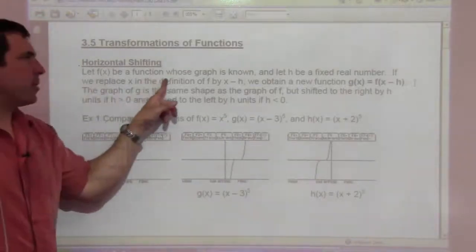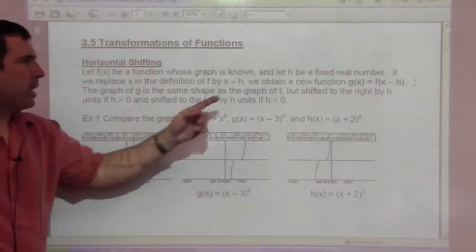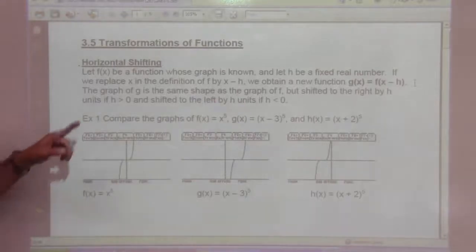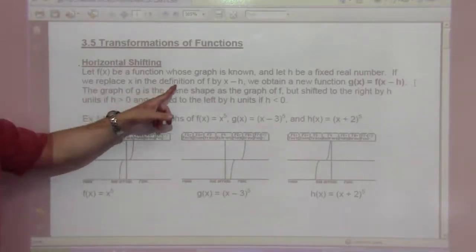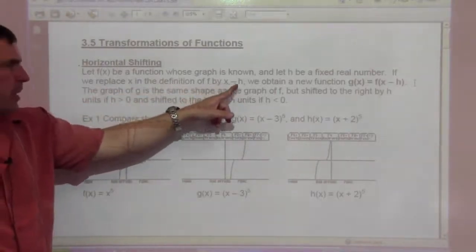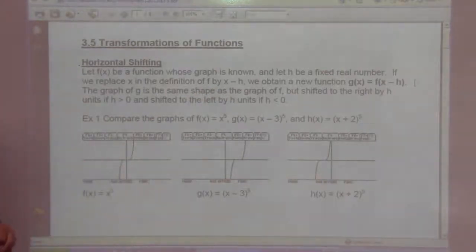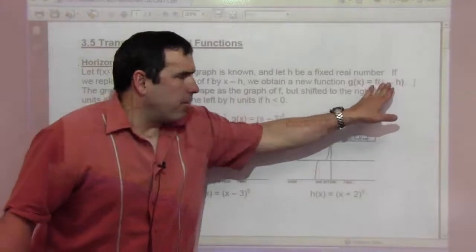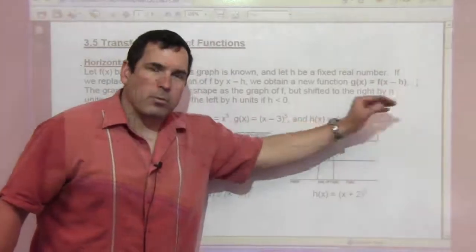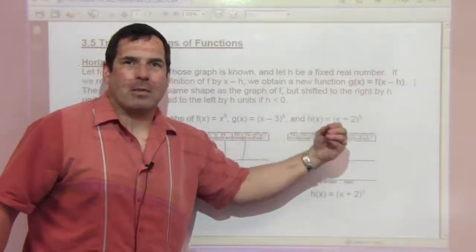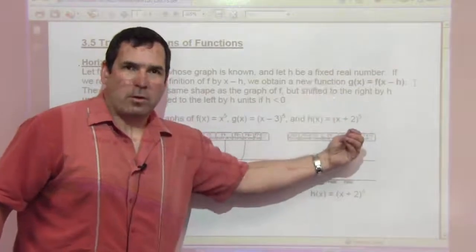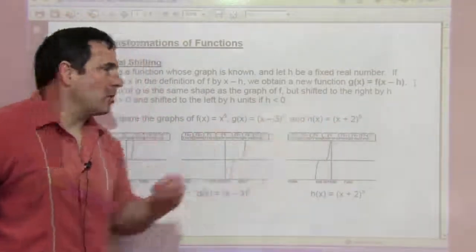Let f of x be a function whose graph is known, and let h be a fixed real number. If we replace x in the definition of f by x minus h, we obtain a new function, g of x equals f of x minus h. So we're modifying this part inside the function. We're modifying x before it's acted upon by f. And that's going to cause horizontal shifting.